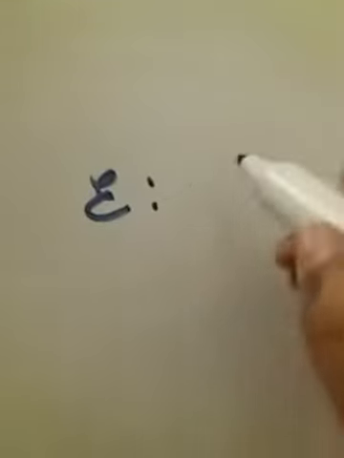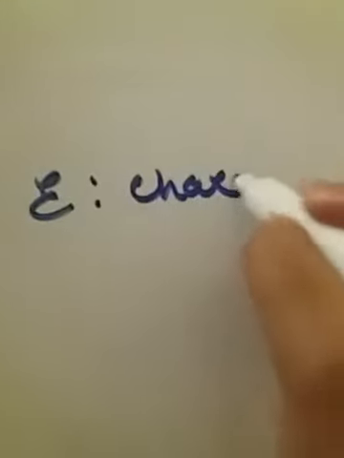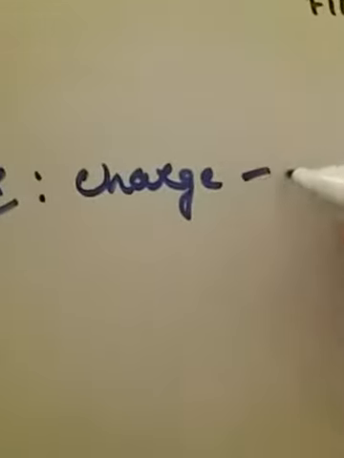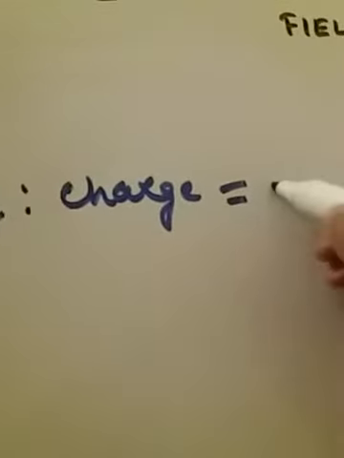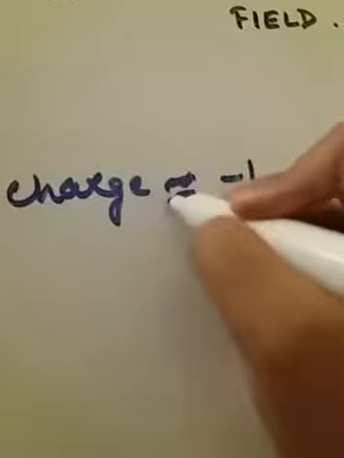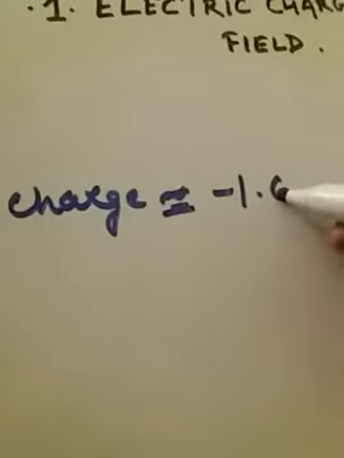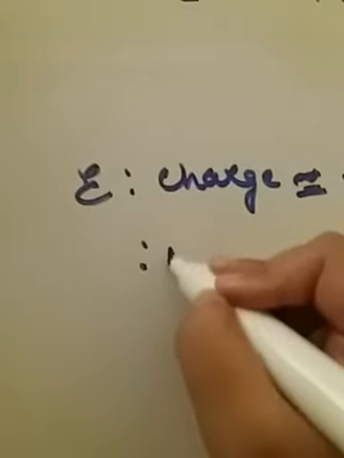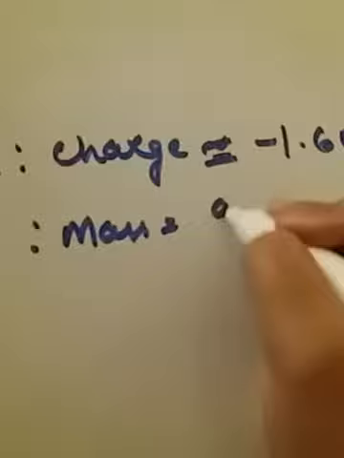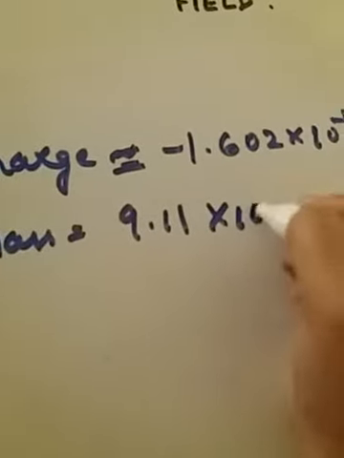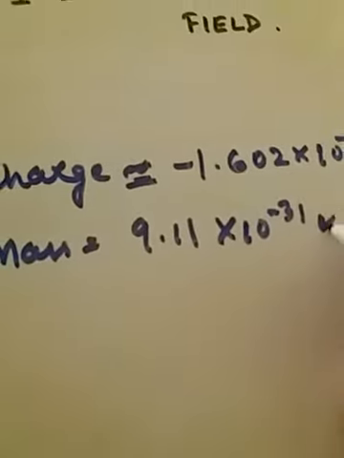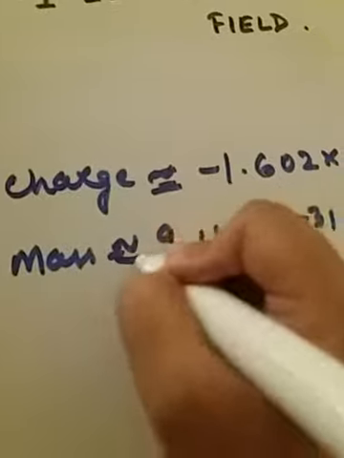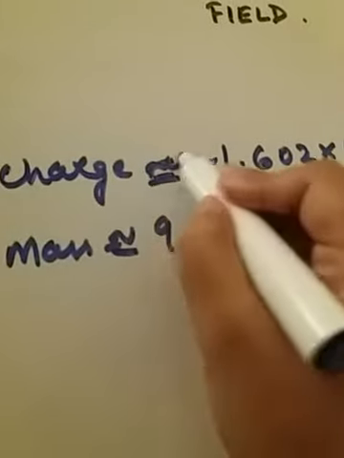The e means electron also. Charges, you know this from the lower classes also. It's better to write approximately. It is 1.602 into 10 to the power minus 19 coulomb. Then its mass is 9.11 into 10 to the power minus 31 kg.